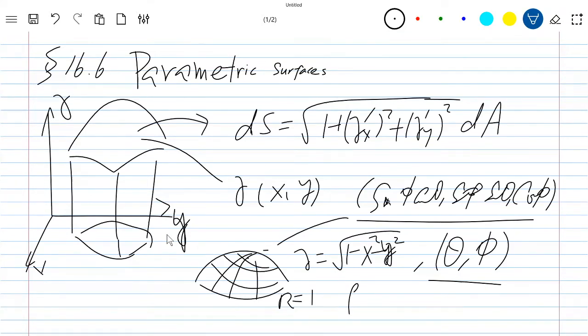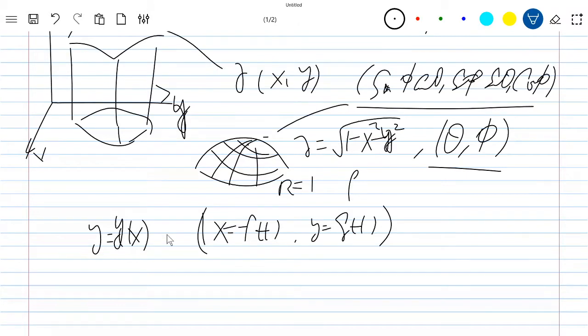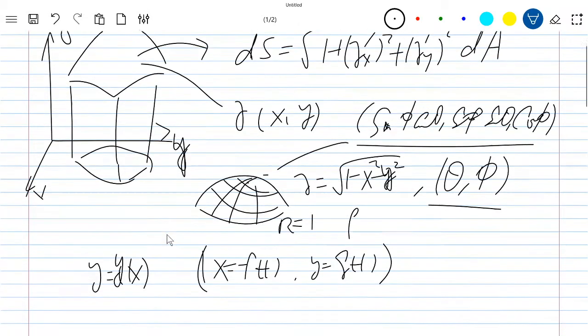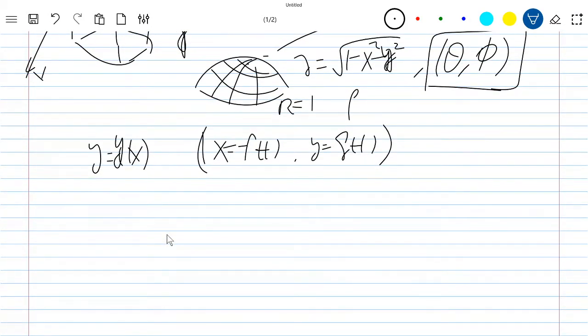Just like a curve, right? For a curve, you may write y as a function of x, or you can write x as a function of t, and y as a different function of t. That's called a parametric curve. And we can also parameterize a surface, but you need two parameters because it's 2D. For example, we can use theta and phi. In general, we can use two parameters. Let's call them u and v.